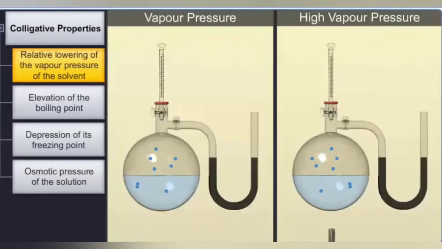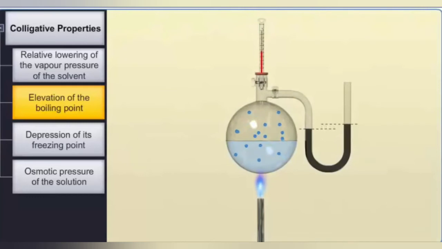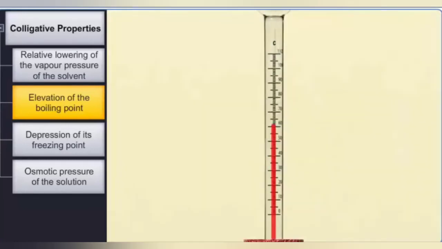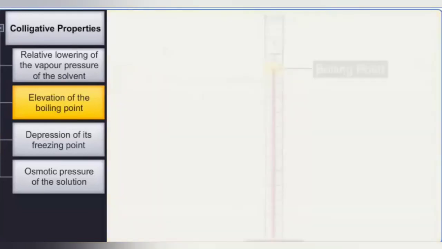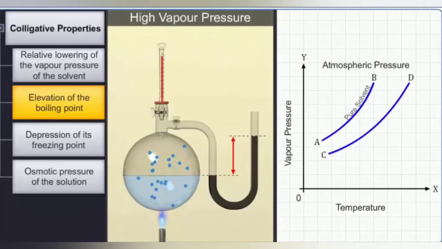Let us now look at the next colligative property, that is elevation in the boiling point. We know that the vapor pressure of the liquid increases with an increase in temperature. When the vapor pressure of the liquid becomes equal to the atmospheric pressure or external pressure, the liquid starts boiling. The temperature at which the vapor pressure of the liquid becomes equal to the atmospheric pressure is known as its boiling point. Let us discuss the elevation in boiling point on the basis of curves showing the variation of vapor pressure of pure solvent and solution as a function of temperature.